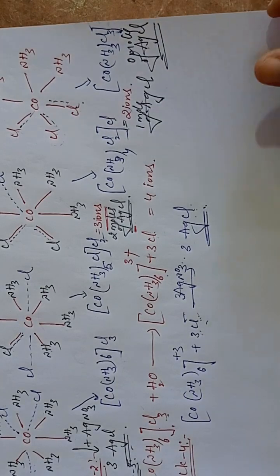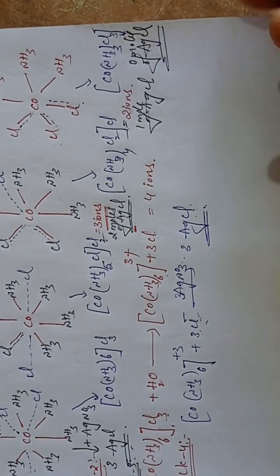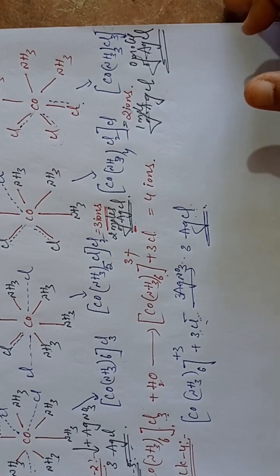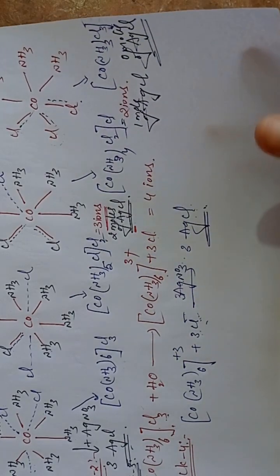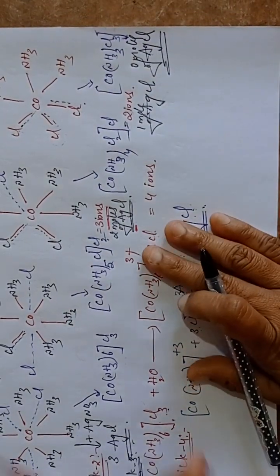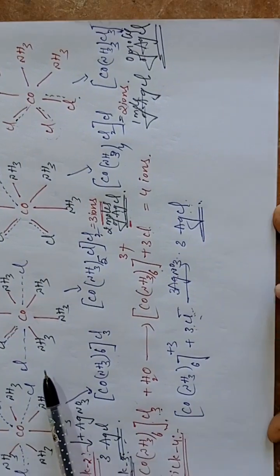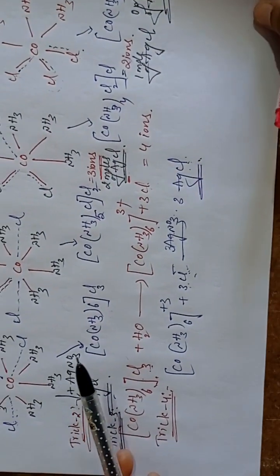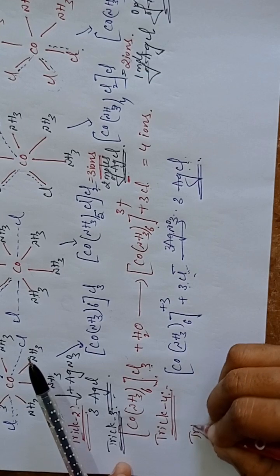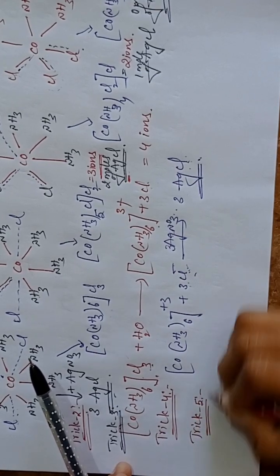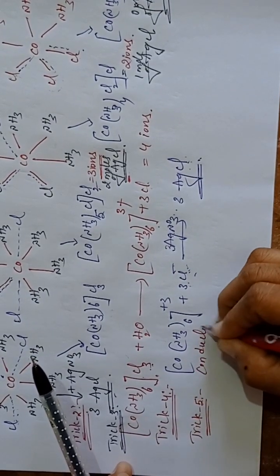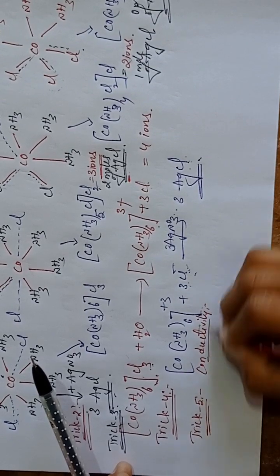Now we are going to discuss trick number 5. What is trick number 5? Conductivity. What is the conductivity? In this conductivity, I am discussing 2 cases, students. Now trick number 5, conductivity. In conductivity, students, here you have to remember the 2 cases.